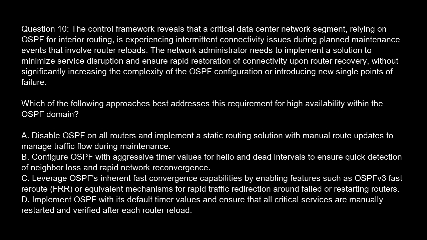Option A. Disable OSPF on all routers and implement a static routing solution with manual route updates to manage traffic flow during maintenance. Option B. Configure OSPF with aggressive timer values for hello and dead intervals to ensure quick detection of neighbor loss and rapid network reconvergence. Option C. Leverage OSPF inherent fast convergence capabilities by enabling features such as OSPFv3 Fast Reroute, FRR, or equivalent mechanisms for rapid traffic redirection around failed or restarting routers. Option D. Implement OSPF with its default timer values and ensure that all critical services are manually restarted and verified after each router reload.